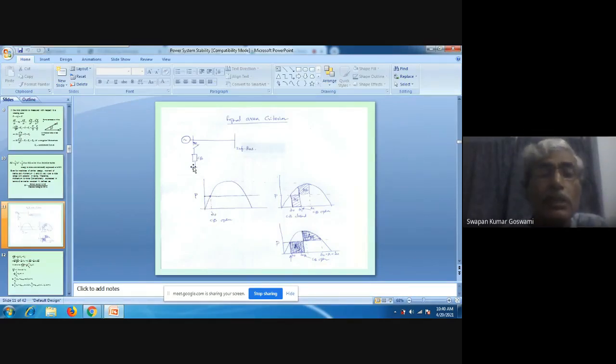Now you connect this terminal to ground with the help of a circuit breaker. We are using a circuit breaker because we want to control the instant of occurrence of the fault, and we want to disconnect the fault as well. Now as soon as we close the circuit breaker contact, that means as soon as the fault is connected, this is short circuited to ground, what will be the power output of the generator?